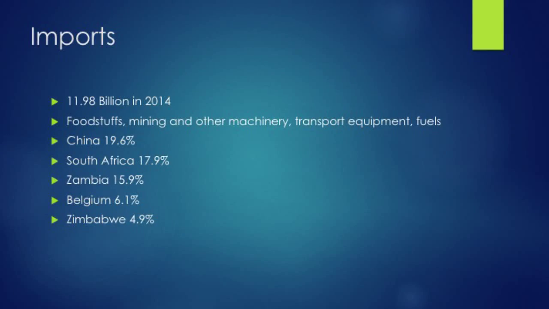The Democratic Republic of the Congo had $11.98 billion in imports in 2014. A lot of these imports were foodstuffs, mining and other machinery, transport equipment, and fuels. Again, their main import partners are China, which is 19.6%, South Africa, which is 17.9%, Zambia, which is 15.9%, Belgium, which is 6.1%, and Zimbabwe, which is 4.1%.